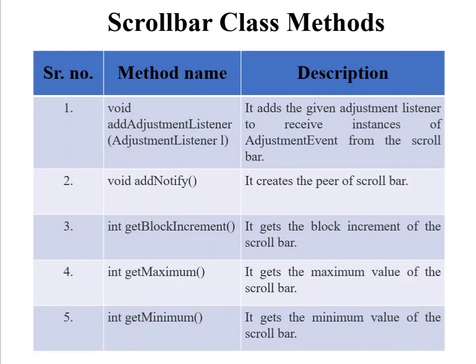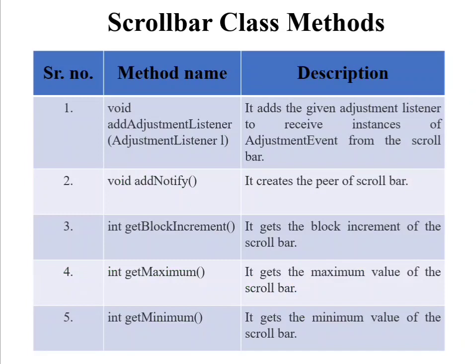Then let us consider the scroll bar example. For generating the scroll bar, we are creating a new frame. Example, creating a scroll bar: we are considering Scrollbar s = new Scrollbar(). Then setting the position of the scroll bar, that is s.setBounds(100, 100, 50, 100). Adding the scroll bar to the frame. Then we add the scroll bar to the frame.